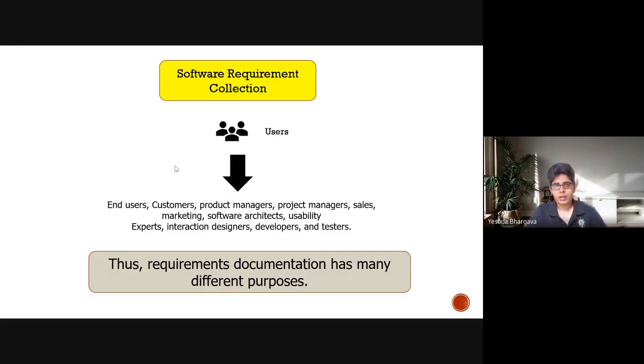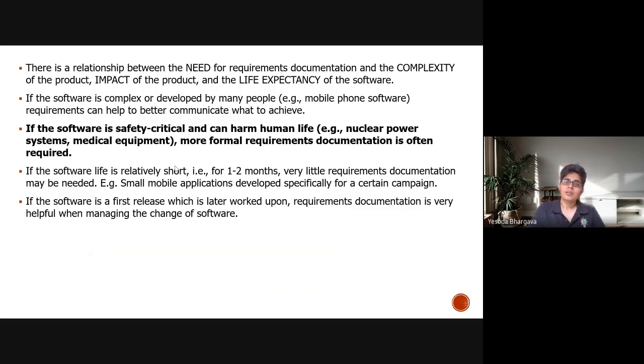At first look, we always feel that the software is only connected to consumers, stakeholders, and clients. But the document that you are creating basically will be used by many people: end users, customers, product managers, project managers, sales, marketing, software architects, usability and testers, and all these people. Especially when the software is relatively new and the concept is relatively new, people would want themselves to be familiarized with the software, and that way SRS will serve a very important purpose. There are other purposes as well, as we will see.